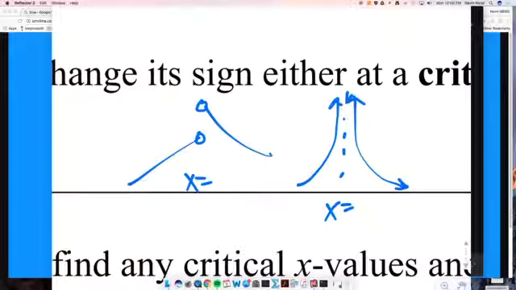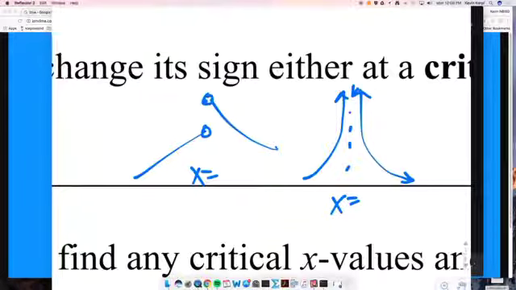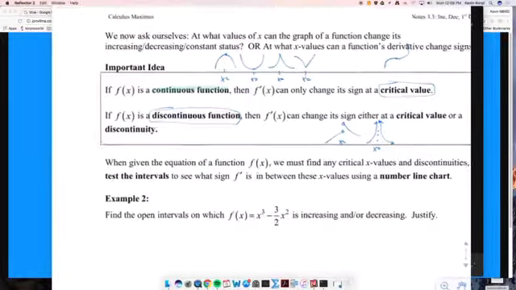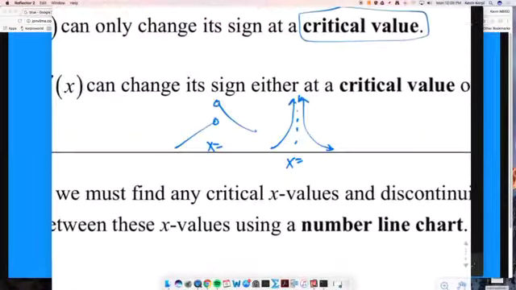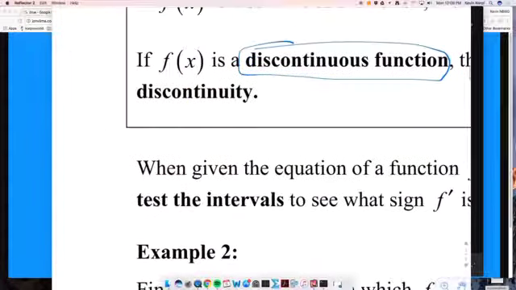Now, keep this in mind, too, that just because it's a discontinuity doesn't mean it can't be a critical value, because I could just as easily fill in one of those dots or put the function value somewhere else by defining it explicitly by a piecewise function. Those now would be critical values. But for a discontinuity where the function is also not defined, we have to be on the lookout for those as well, if we're interested in finding the intervals where a function is going up or down. Okay, so if it's a discontinuous function, then f prime can change its sign either at a critical value or at a discontinuity. Keep that in mind.